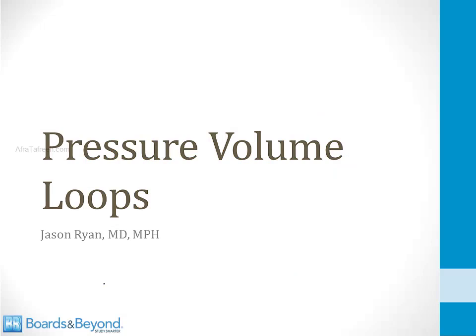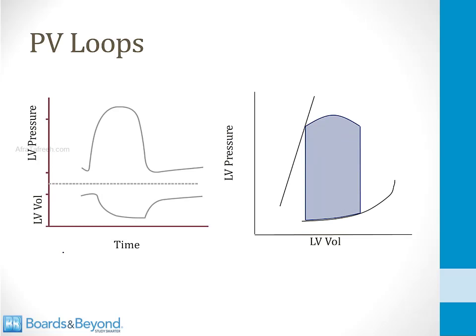Hi everybody, and welcome to our module on pressure volume loops. Shown on the left side of the screen are the changes in left ventricular volume and left ventricular pressure over time during the cardiac cycle. The left ventricular volume curve is on the bottom, this is shown right here, and the pressure curve is on the top, shown right here. And these two curves are both elements of Wigger's diagram, which I talk about in the video on Wigger's diagram.